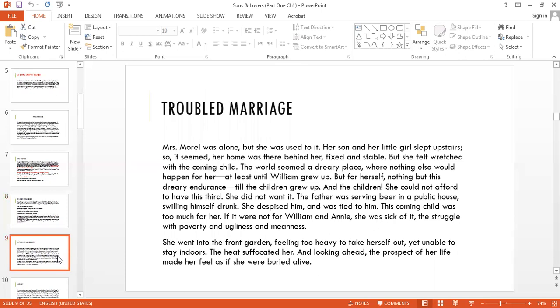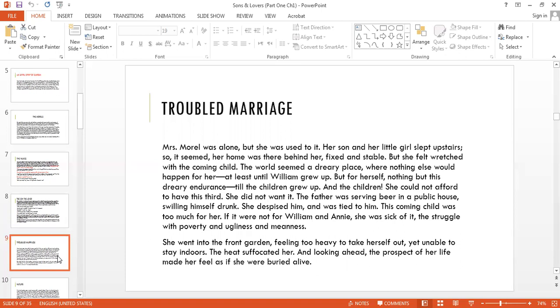Mrs. Morel was alone, but she was used to it. Her son and her little girl slept upstairs, so it seemed her home was there behind her, fixed and stable, but she felt wretched with the coming child. See, here she is showing us, or the narrator, we don't know who is the narrator, it's a third person, we don't know who, is telling us that she's not happy in her marriage, at least she's not happy in her pregnancy.